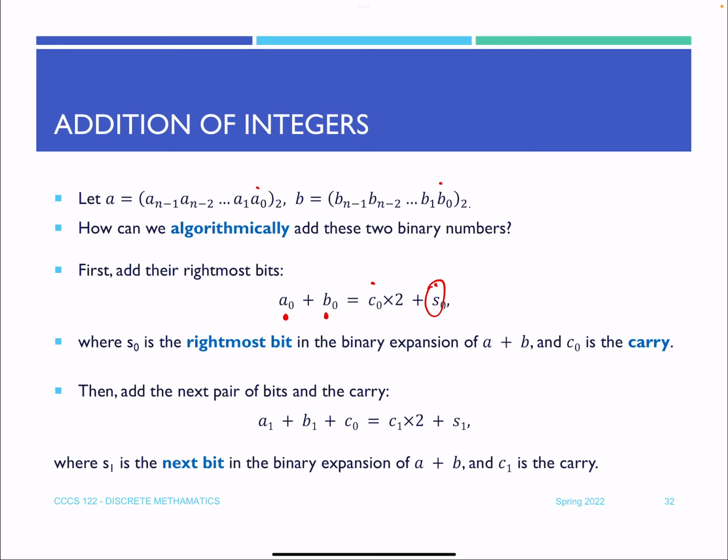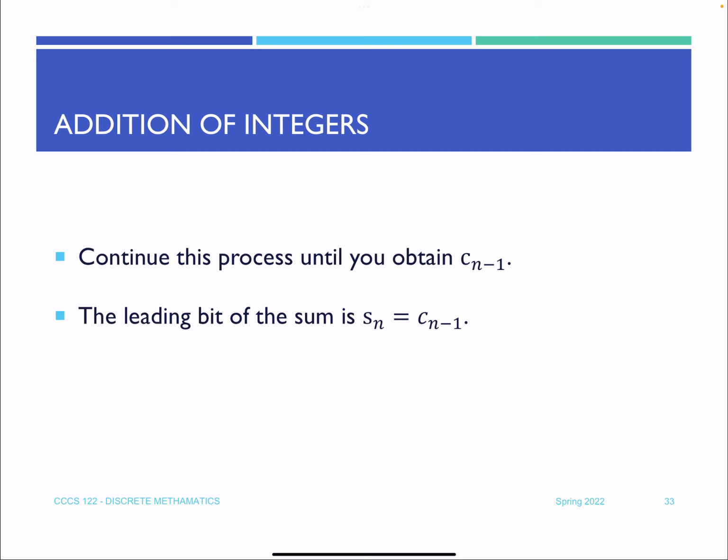Then for the next digit, you have the carry from the previous operation, plus you add A1 and B1, and the result will give you again two digits, S1, and maybe a carry digit, which can again be 0 or 1 in the binary case, and so on, until you obtain carry digit Cn minus 1, which might become an additional digit in the sum, Sn.